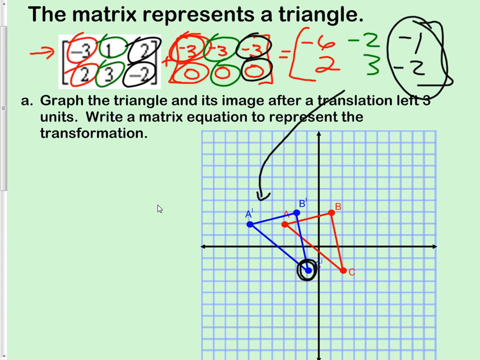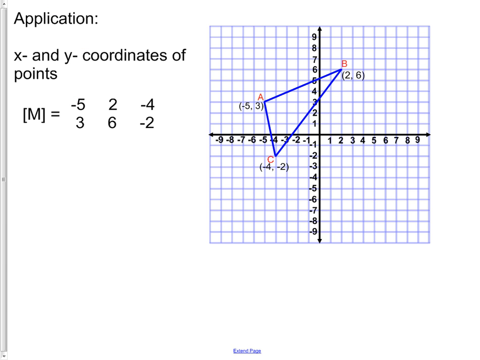Yes? Could you have changed this to a minus and changed all of these to the opposite sign? Yes, but that would be a little more confusing, at least to a math teacher. I would prefer to leave it the way we have it. Could have done it the other way, though.